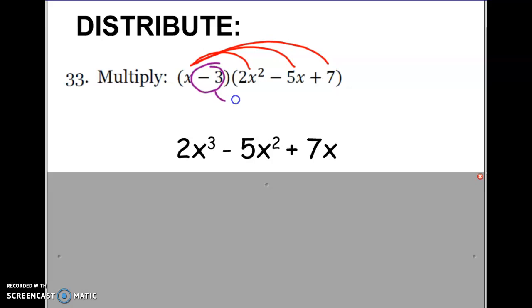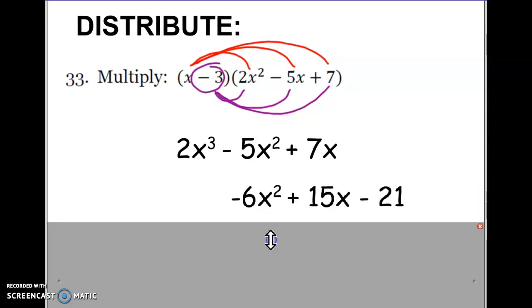So if it's -3 times 2x squared, negative times a -5x, be careful with that one, and then -3 times 7. And that's going to give you -6x squared plus 15x minus 21.